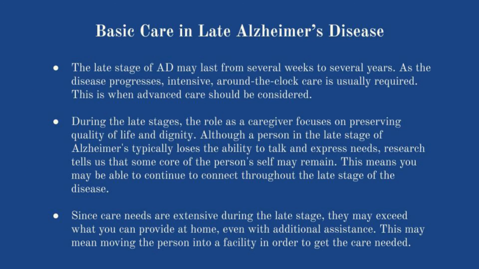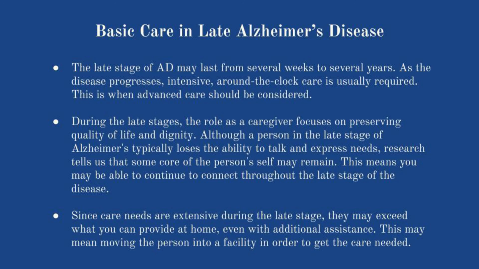The third stage is late Alzheimer's disease. This late stage may last from several weeks to several years, and as the disease progresses, intensive around-the-clock care is usually required, and this is when advanced care should be considered. During the late stages, the role as a caregiver focuses on preserving quality of life and dignity.